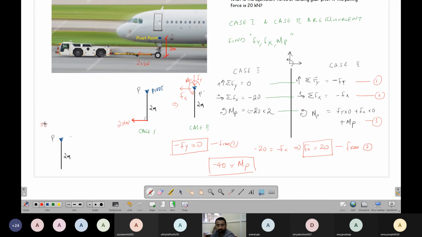Solution. Okay, so Fy is 0. So vertically there is no force. I don't know how to draw that. Fy is 0. Fx is equal to 20.